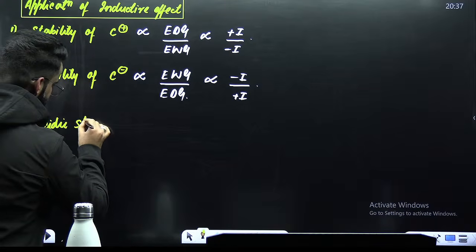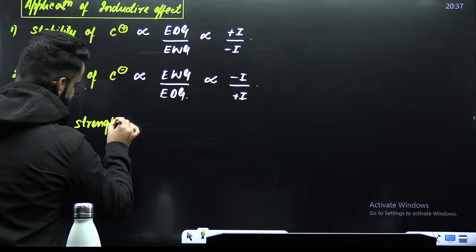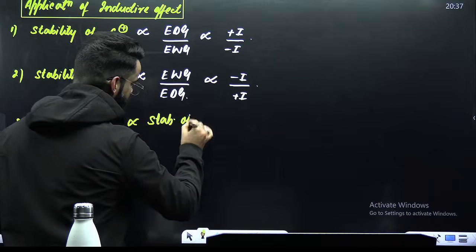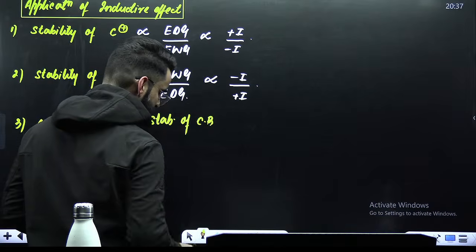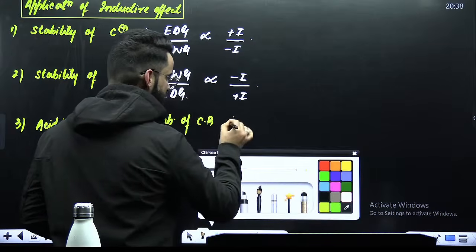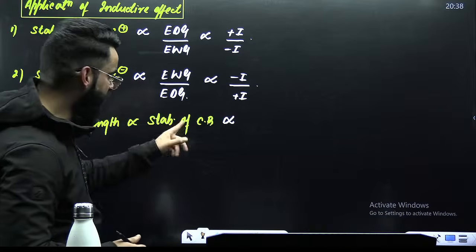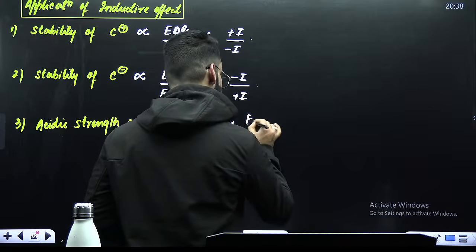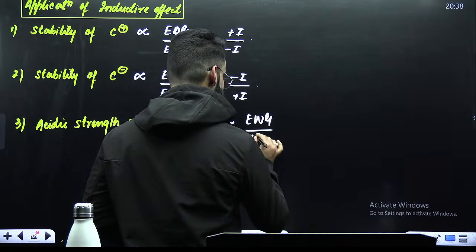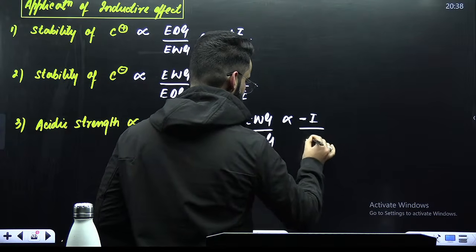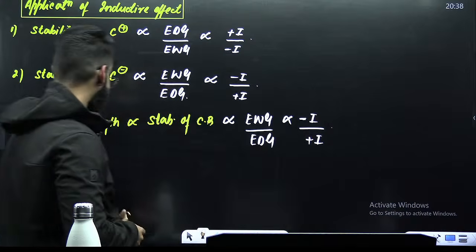And you know, acidic strength is directly proportional to what? It is directly proportional to the stability of the conjugate base. And remember, a conjugate base is one wherein you will have a negative charge. A conjugate base is stabilized by an electron withdrawing group and destabilized by an electron donating group. Electron withdrawing means minus I, electron donating means plus I.